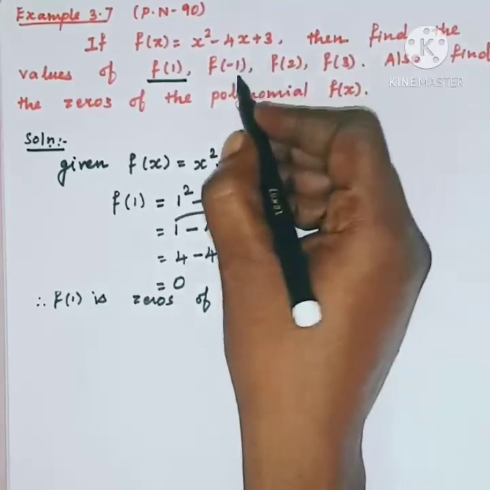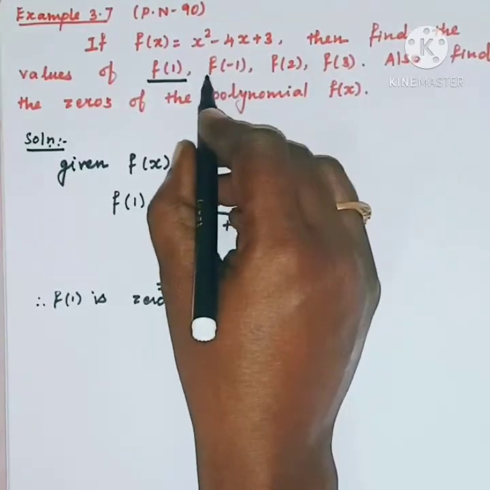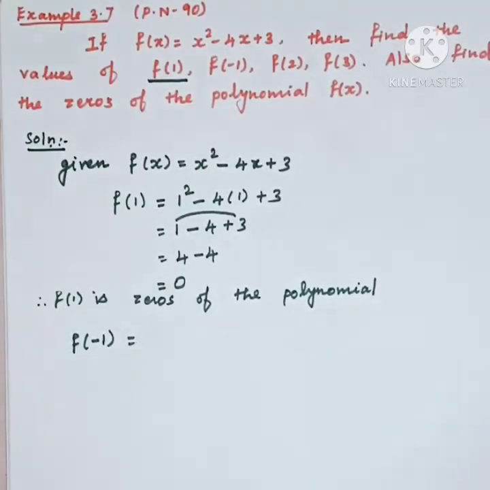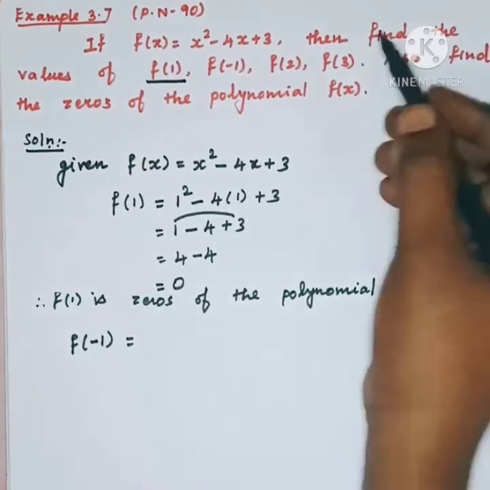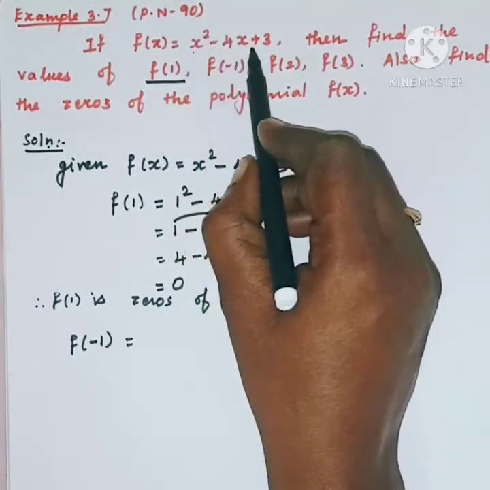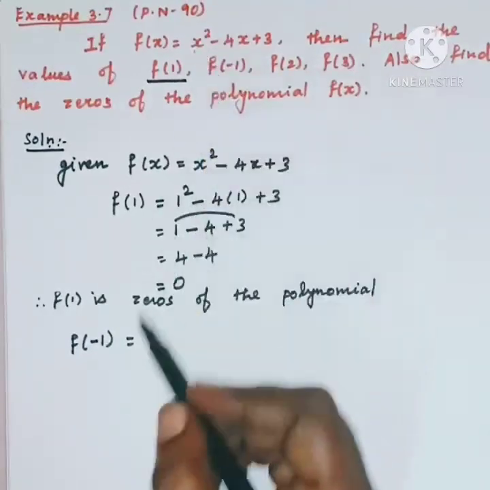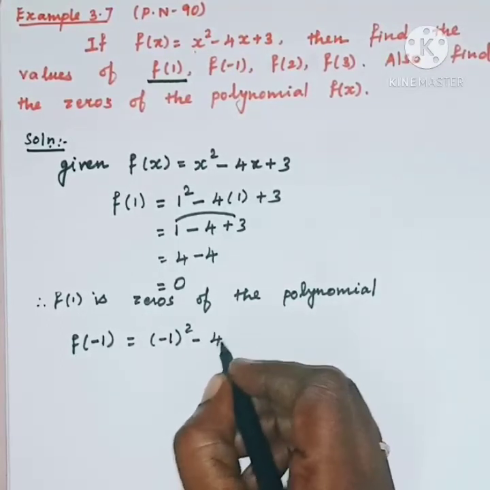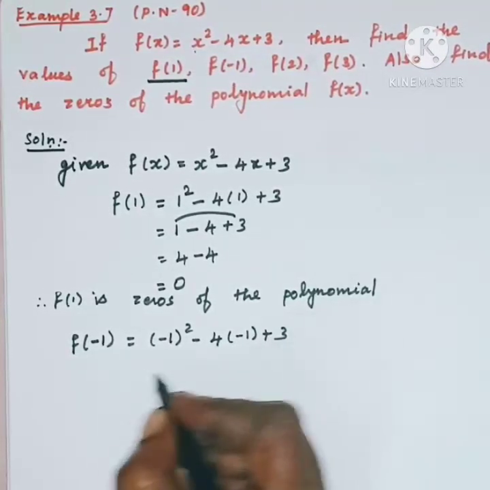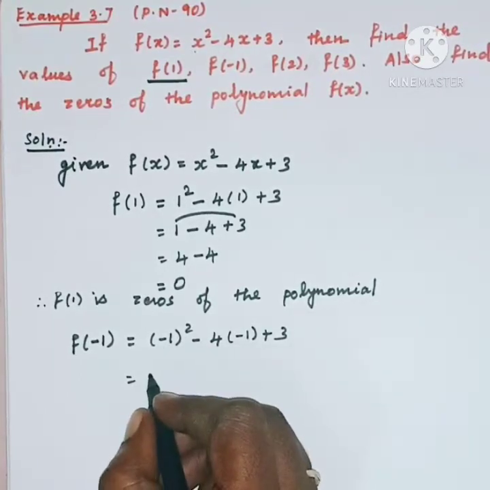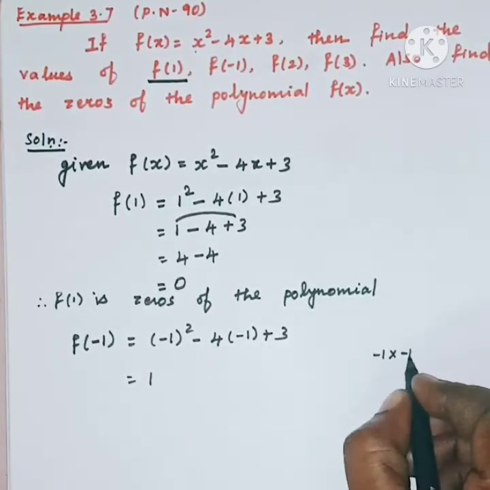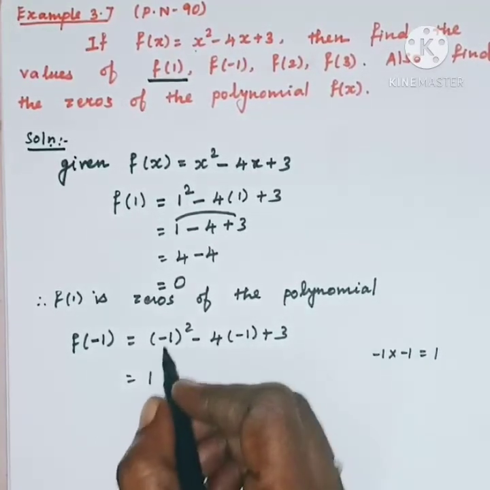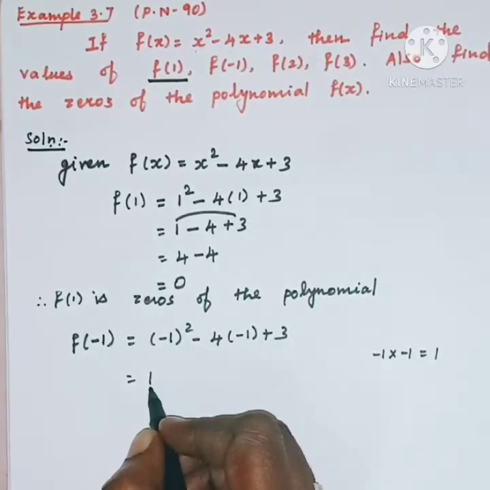And then the second one they are asking to find is f of minus 1. So we have to find the value for f of minus 1. The polynomial given in the sum is x square minus 4x plus 3. In the place of x we substitute minus 1: minus 1 the whole square minus 4 into minus 1 plus 3. Minus 1 into minus 1 will become plus 1, so minus 1 the whole square becomes plus 1.